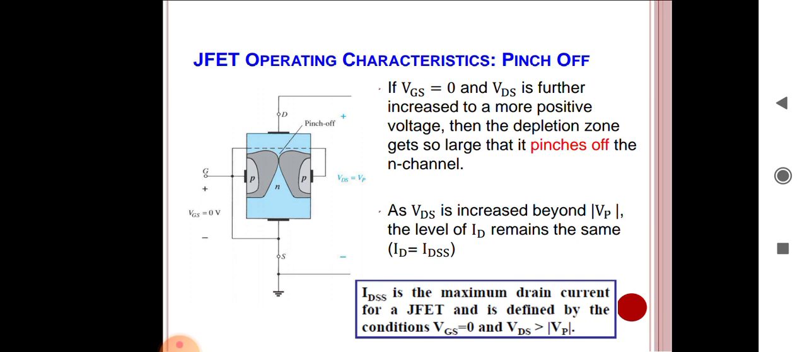Then this is the next operation, where we have connected negative voltage at the gate and positive voltage at the drain and source. If we start increasing this voltage, the depletion layer starts increasing. So you can see that both depletion layers touch each other and block the channel, right? So this is called pinch off. If we increase VDS, there is no use because the channel is blocked there, which is called the pinch off characteristics.